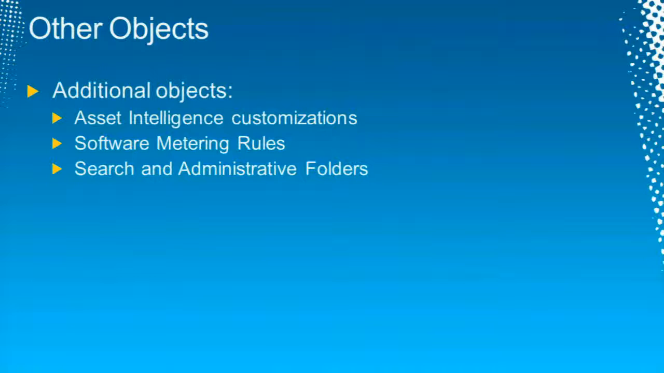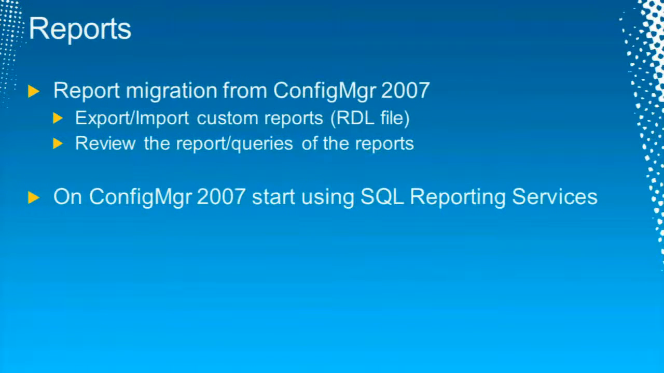Other objects, we migrate over asset intelligence customization, so again, classifications, families, labels, hardware requirements, and so on, software metering rules, and search and administrative folders. So we do migrate over any search folders you created as well as your admin-created folders. If you've played around in the labs, you've noticed that we now have folders in most everywhere in the console, collections and applications and so on. So you can create folders for your administrative duties, for separating your objects from other administrators, so everybody keeps their things separate. And you can migrate those over if you wish. That'll be an option.